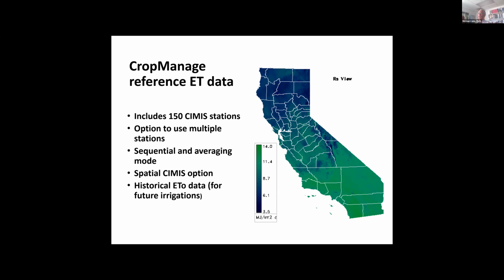We also include historical reference ET data, because when we're looking in the future, we can rely somewhat on the historical ET information to estimate what the water use would be. If you're not located in California, or you have your own reference ET information, you can enter that information manually, and we will show you how to do that later in the workshop.